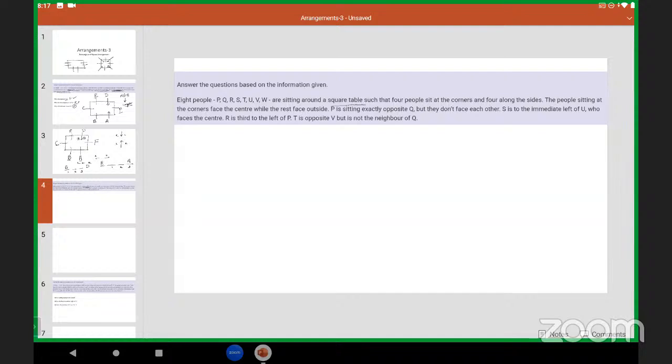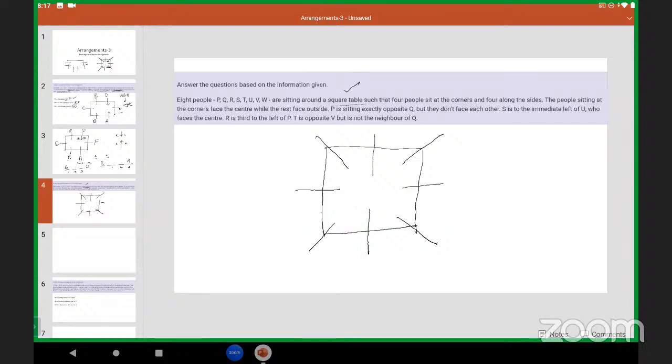Okay, so let us start. So it is a square table. Okay, first point, square table such that four people sit at the corner and four along the side. So four people sit at the corner, which is like this way, and four people sit at the sides. The people sitting around the corners face the center while the rest face outside. Okay, so which means the people who are sitting at the corner face the center, and the rest, which means the people along the sides, will face outside. So one, two, three, four. Fine.